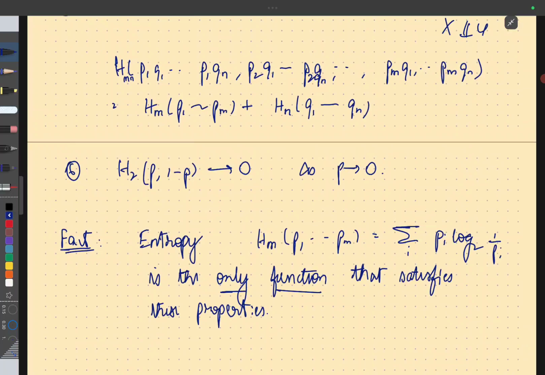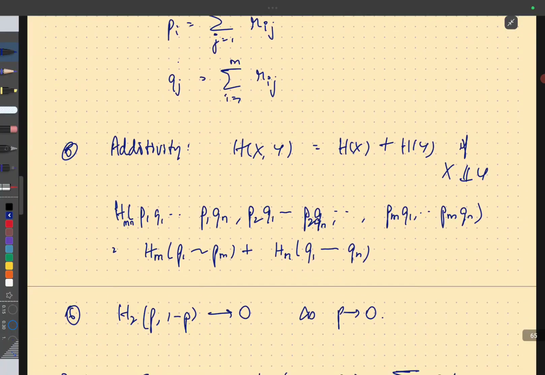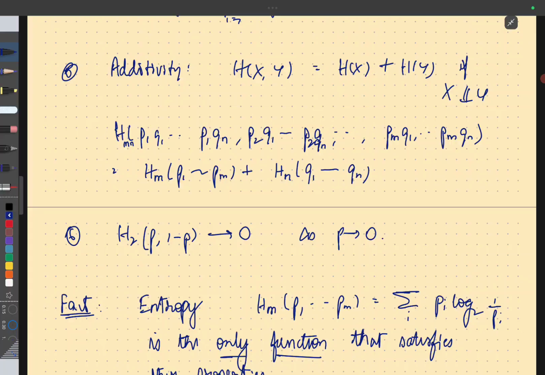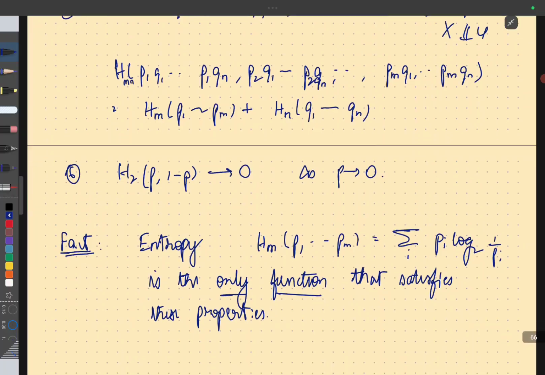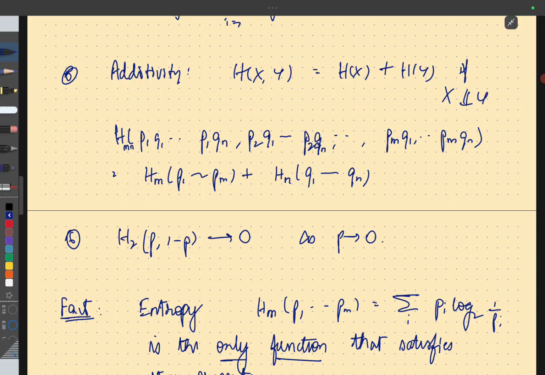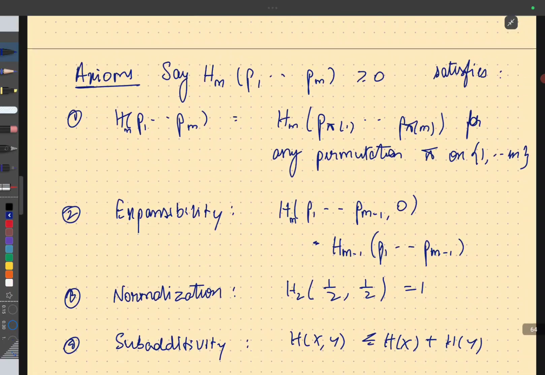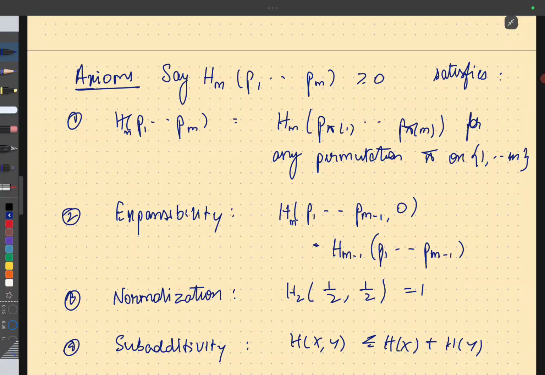So for example, the property of additivity will force some kind of properties of logarithms to come in. Using some of these properties, you first show that you can decompose Hm as a sum of functions of Pi, and then use the rest of the properties, normalization, expansibility, and so on, to show that that's the right choice.